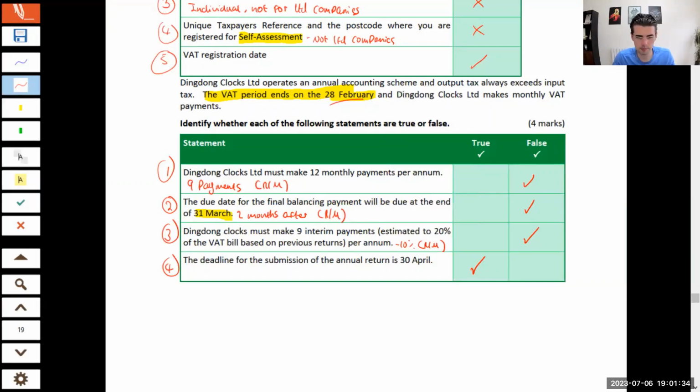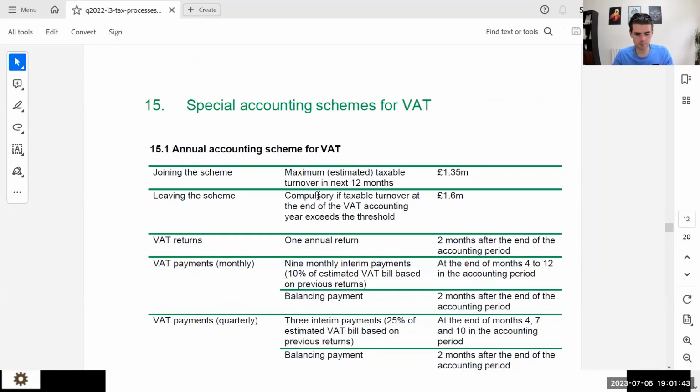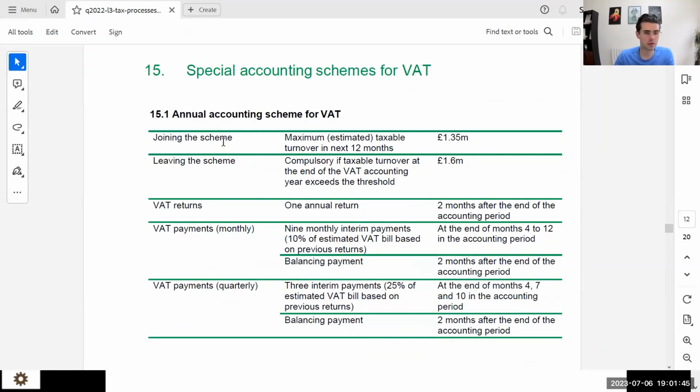Let me bring this down. Everything that we've just done is all there. You will have this extract of the reference material in the assessment. Two months after the end of the accounting period, balancing payments are due. Just be careful, but you can see, is it paid monthly? Is it paid quarterly? We are paid monthly in the question we've just done, but the question has to tell you, you can't be expected to guess. And the reference material has the slightly different payment types or differences in how you pay, etc.